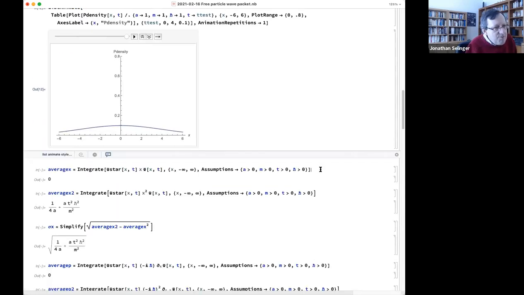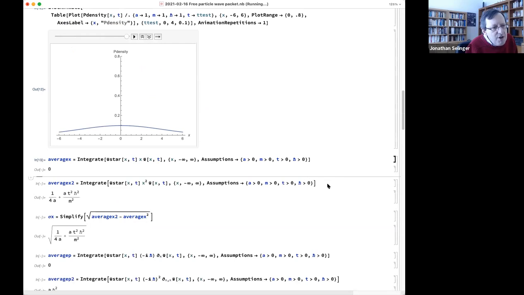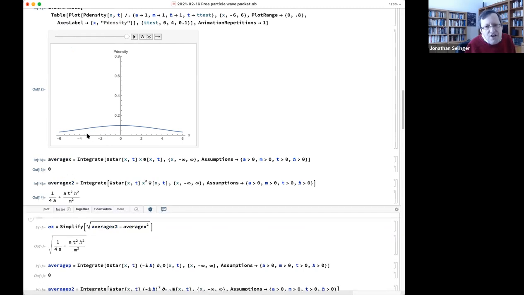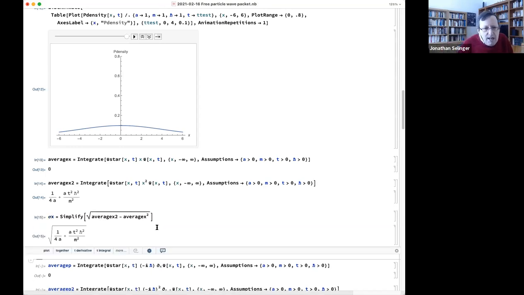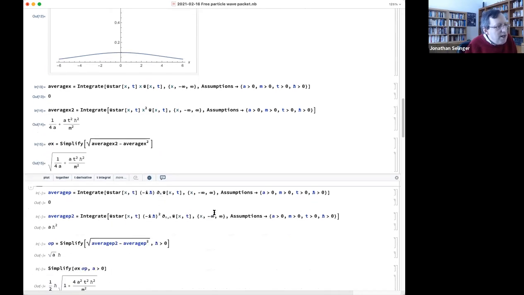And then I can calculate averages, the same as we've done lots of times this semester. I can calculate the average x. It's always 0. That's not a surprise because everything looks symmetrical about 0. You can get the average x squared. It's getting bigger. That's not a surprise because you can see things spreading out. So the uncertainty in x is getting bigger as a function of time as the particle spreads out.